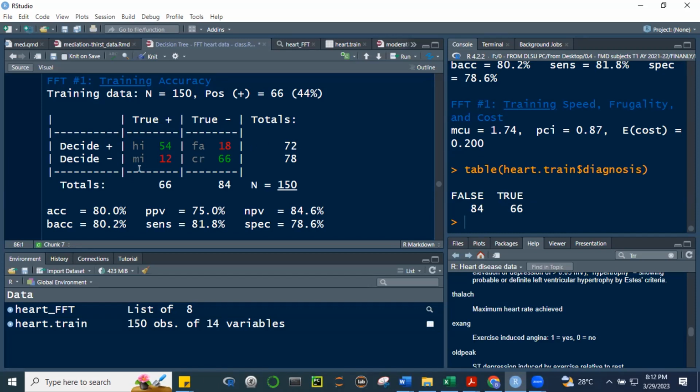Alright, so andito si HI, si MI, si FA, at saka si CR. No? So, ito yung mga meanings niya, no? Yung tamang pag-predict na may heart disease, okay, ito yun, no? Tamang pag-predict na walang heart disease, that's 66. Okay. So, predict niya na may heart disease, 54 yung tama. Okay, 18 yung mali. Predict niya to na may heart disease pero wala naman. Okay, clear ba yung class? So this is your misclassification table already, no?